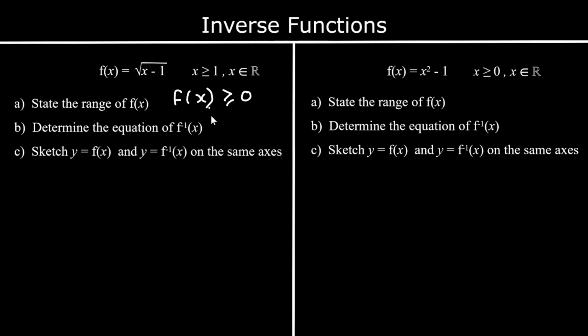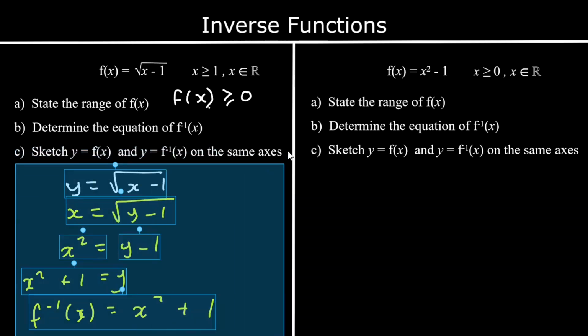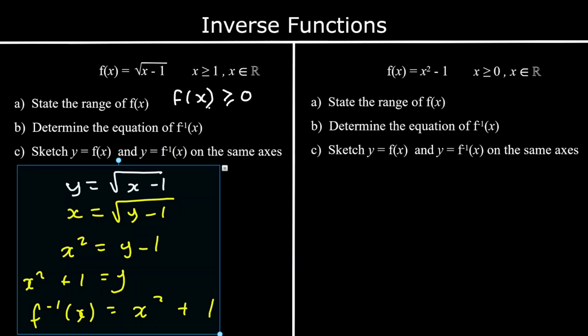Determine the equation of our inverse function. So let's say y equals the square root of x minus 1. For the inverse function, the x becomes the y and the y becomes the x. And then rearrange it to get y by itself. So square both sides, and then add 1 to both sides. So the inverse function, f minus 1 of x, is x squared plus 1.